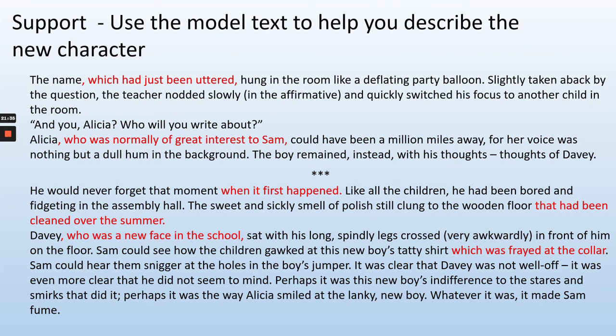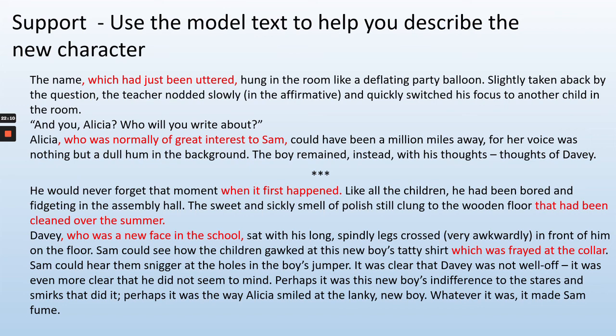Okay, so you need a little bit of extra support, that's fine. We're going to go through the example again from today. We're looking for those relative clauses. The name, which had just been uttered, hung in the room like a deflating party balloon. Slightly taken aback by the question, the teacher nodded slowly in the affirmative and quickly switched his focus to another child in the room. And you, Alicia, who will you write about?